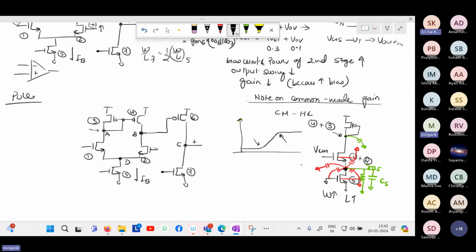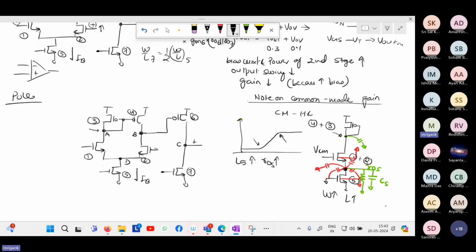By increasing the length of M5, sir. Length of M5. So if you increase L5, RO5 will increase. As a result, source degeneration will increase. So if the source degeneration resistor is increasing, the gain will drop. Effectively, by making the M5 length larger, you are making it closer to the ideal current source. So the larger the length, the channel length modulation will be lesser. As a result, it will become less dependent upon the common mode signal.